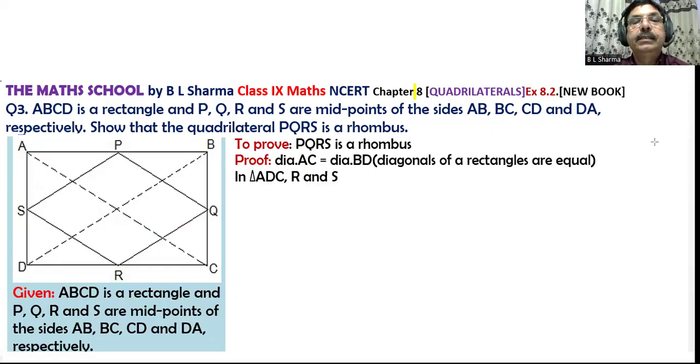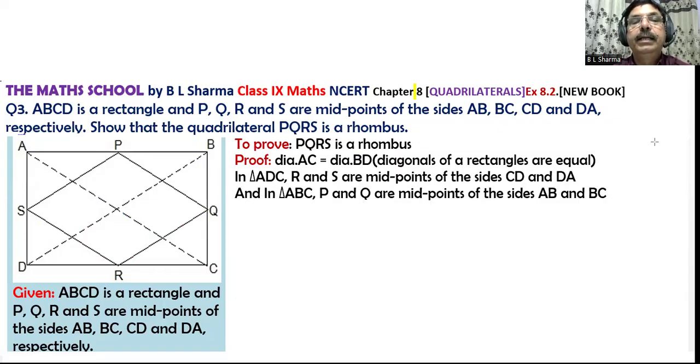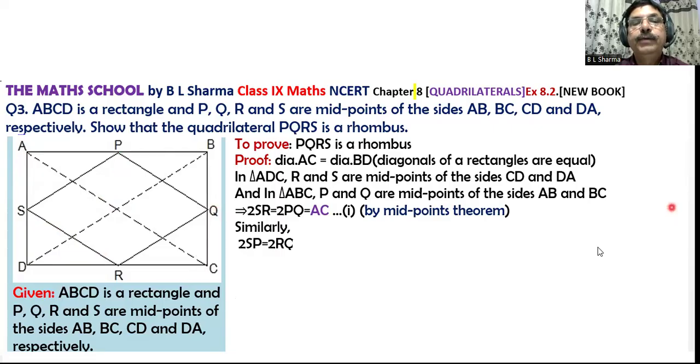In triangle ADC, R and S are midpoints of sides CD and DA. And in triangle ABC, P and Q are midpoints of sides AB and BC. That is why twice of SR is equal to twice of PQ is equal to AC by midpoint theorem. This side AC will be double of SR, and double of PQ because of midpoint theorem. Similarly, twice of SP is equal to twice of RQ, that is BD.